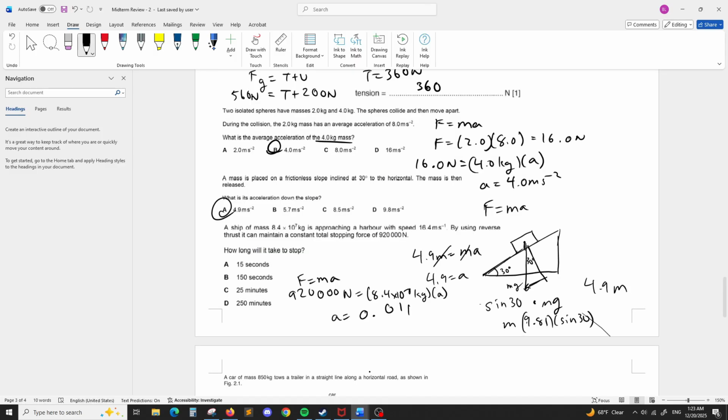So we use the equation v equals u plus at. V is 0, 16.0 minus 0.011 times t. T is equal to 1490 seconds, which is 24.8 minutes, which is approximately 25 minutes, which is C.